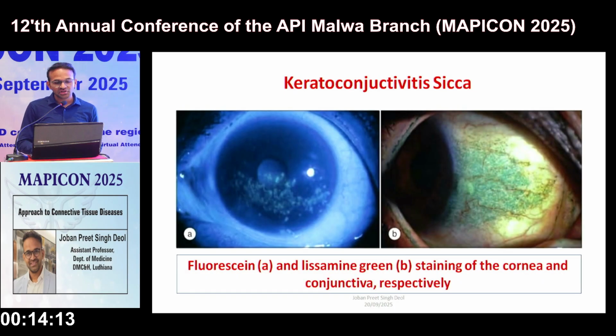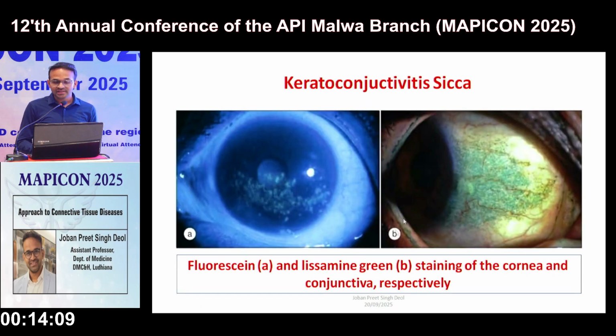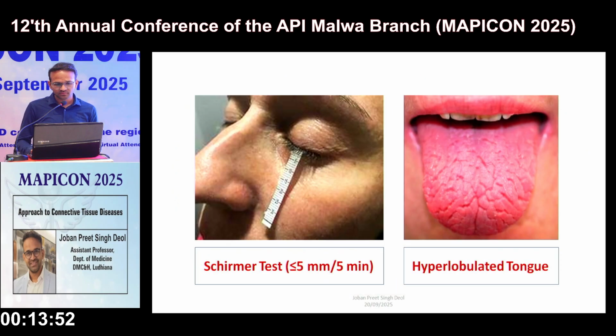Now this is keratoconjunctivitis sicca. In the first image, there is fluorescein staining of the cornea, and in the second image, there is lissamine green staining of the conjunctiva. So you can see, because of the dryness, there are multiple epithelial defects which are highlighted as fluorescent staining dots, and similarly over the conjunctiva highlighted by the lissamine green stain. And this is the Schirmer's test. It is said to be positive if it is less than or equal to 5 mm in 5 minutes.